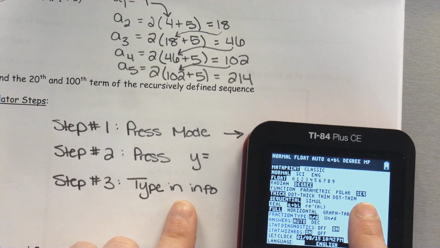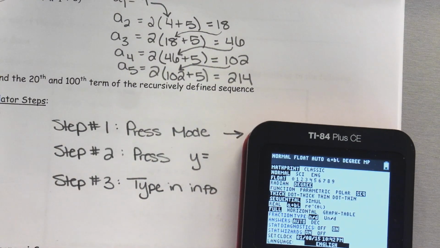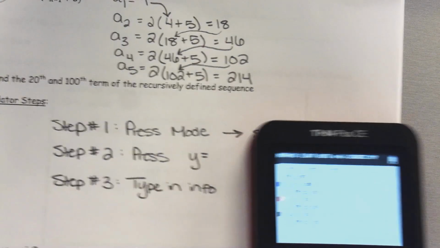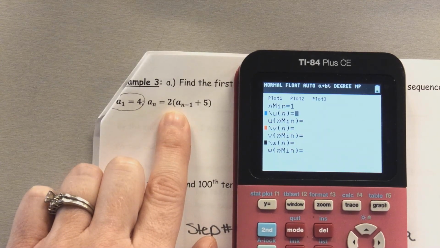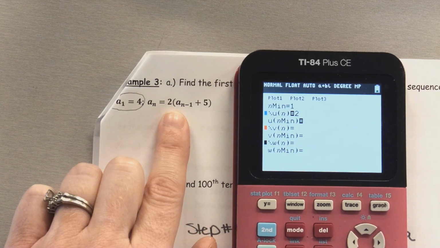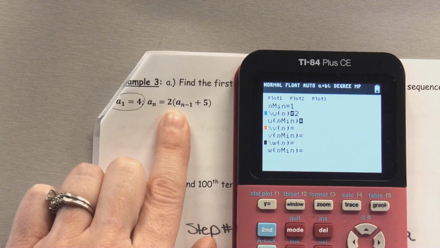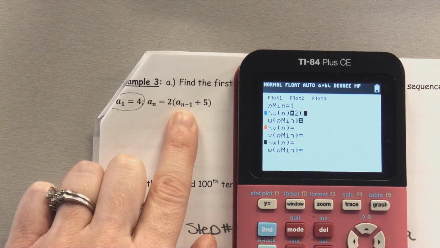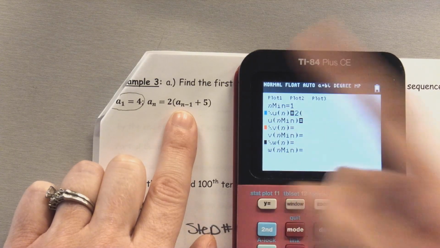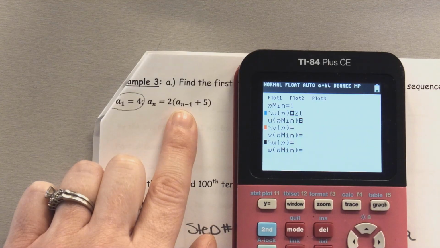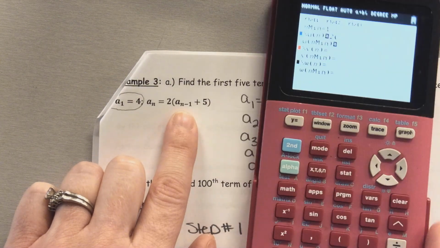Mode. Sequence. All right. So then we want to type in our equation. So our equation was right here. This is what I'm going to type in. But I have to do it in calculator talk. Do you see how there's a 2? That's easy. Type a 2. Then, there's a parenthesis. Put a parenthesis. Then we need, do you see how we're in terms of U here instead of A? That's just what your calculator wants to use. So I'm going to use a U instead of an A.